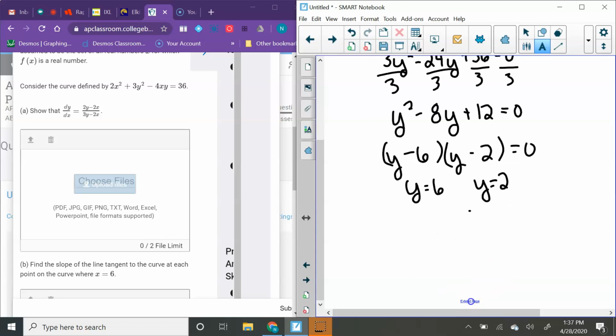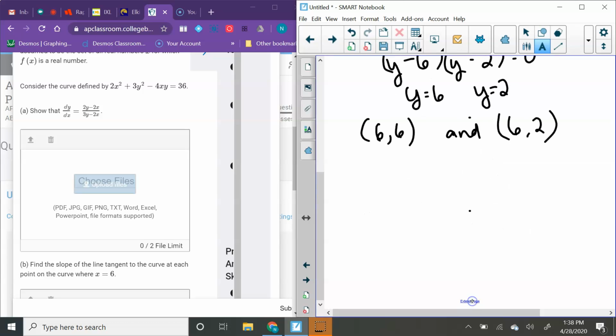So our points that we're going to be considering are (6, 6) and (6, 2) for this. X coordinate 6 for both, and then you got your 2 different y coordinates. So you first have to find those points. Now you want the slope of the line tangent to the curve at each one of these points. So now's when you're going to plug into that derivative.